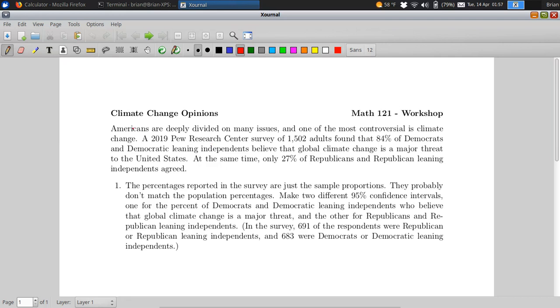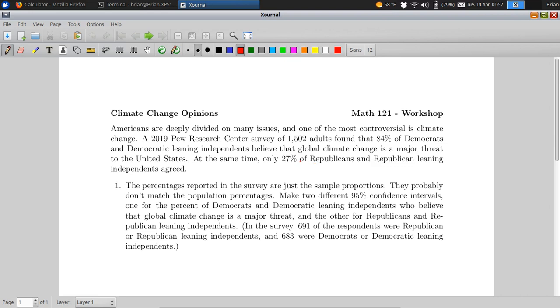Today we're going to look at this example where there's a Pew Research Center survey and it shows a big gap between Democrats and Republicans' opinions about climate change. So we're going to take a look, and the first question I asked you here is the two percentages that this survey reported, that 84% of Democrats and Democratic-leaning independents believe that global warming is a major threat to the United States versus only 27% of Republicans and Republican-leaning independents.